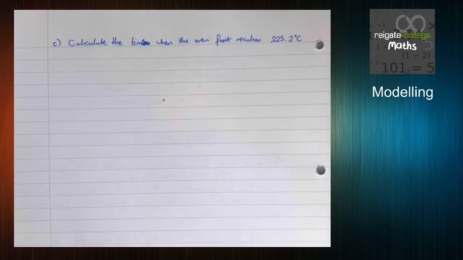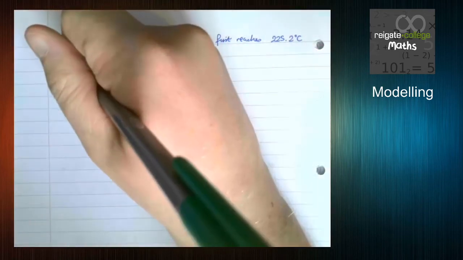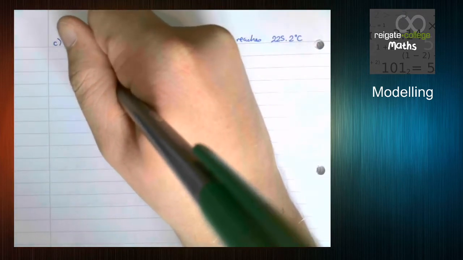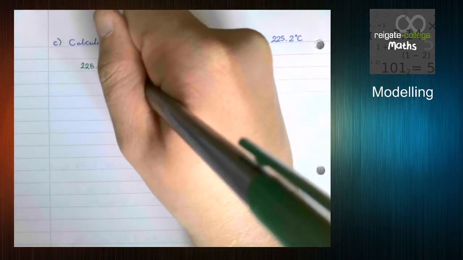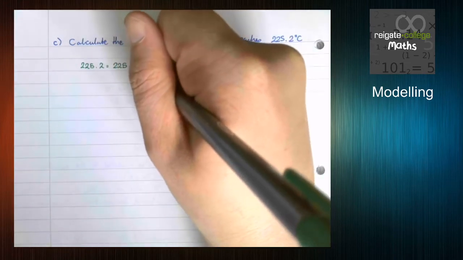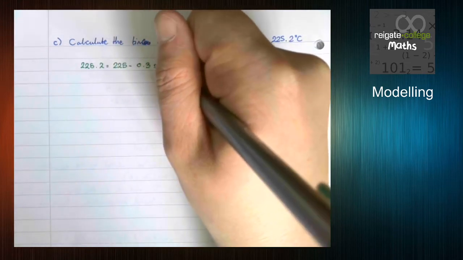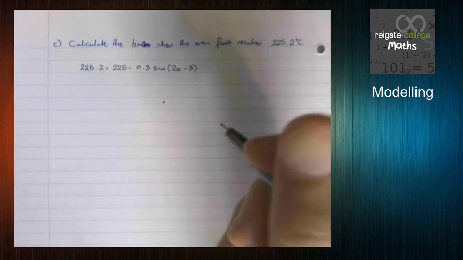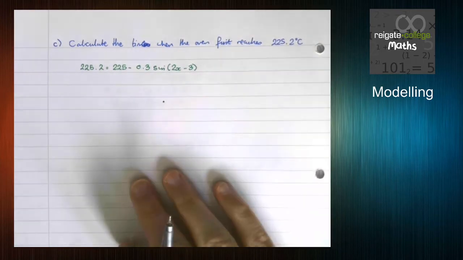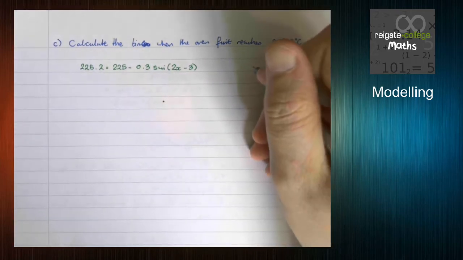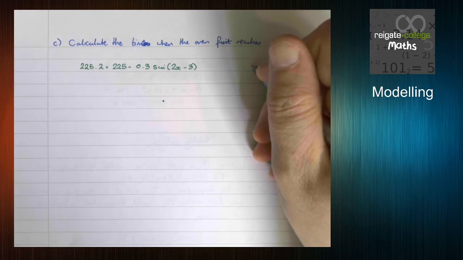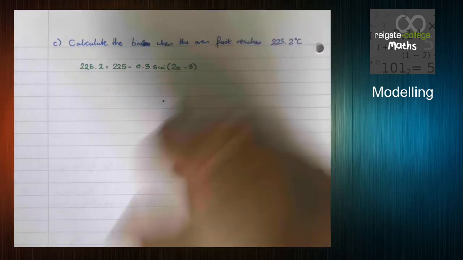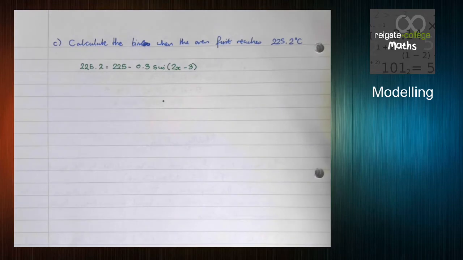Okay, so our last part of this example, calculate the time when the oven first reaches 225.2 degrees. So obviously we're solving this equation. 225.2 is equal to our model. Remember, we're solving for x between 0 and 10, because we know that it hits the minimum temperature multiple times between 0 and 10.